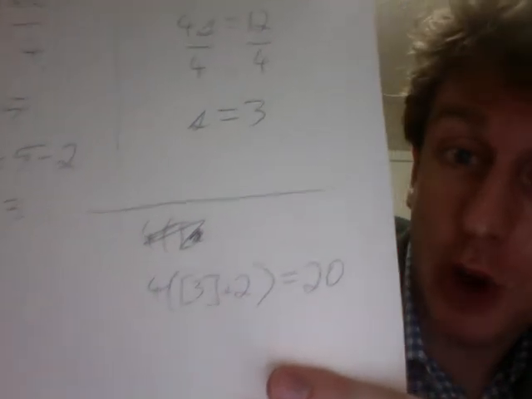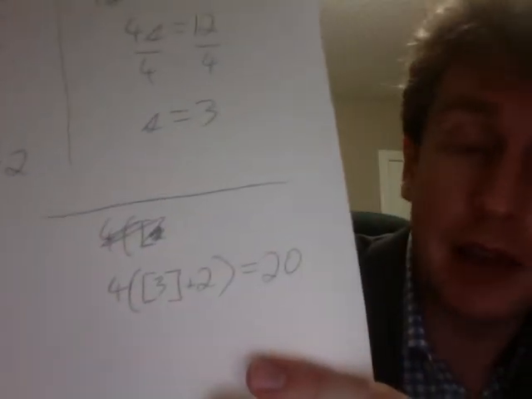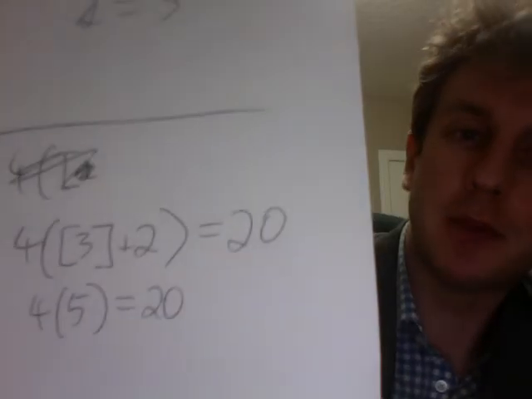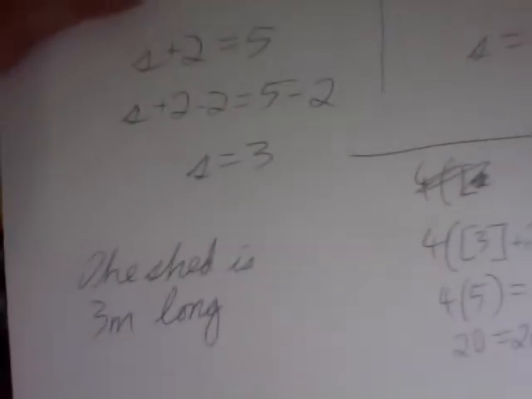Now, remember, when you know all of your numbers, when they're all constants, then that's where you use BADMAS. So we have 3 plus 2 inside the brackets equals 5. So that gives us 4 times 5 equals 20. We know 4 times 5 equals 20. 20 equals 20, therefore our answer was right. And we can say that the shed is 3 meters long. Beautiful. A hard day's work. Shed is 3 meters long.